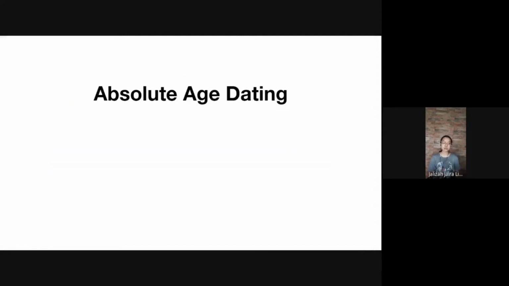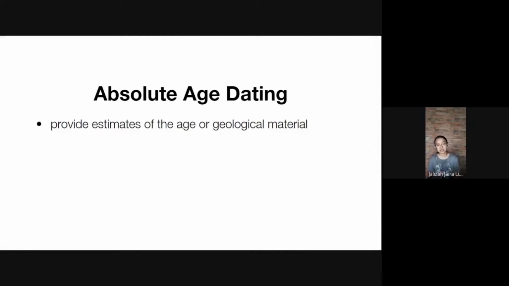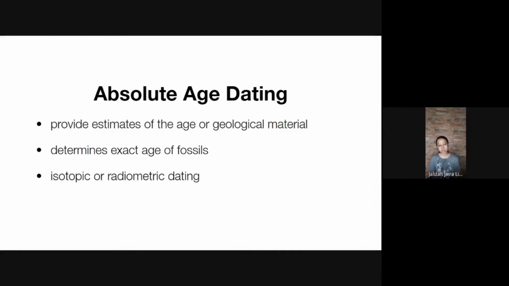But when it comes to absolute age dating, we actually get an estimate, an accurate estimate of the age of the geological material. When we say geological material, we may mean the rock or a fossil of some sort, or even ancient artifacts. So we actually get to determine the exact age of these objects now, and that we usually utilize isotopic or radiometric dating. So here we try to use or manipulate how the decay of radioactive materials can help us tell the age of an object.